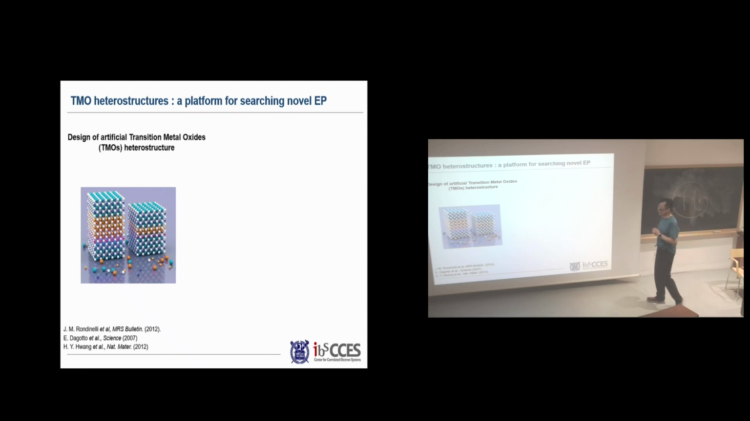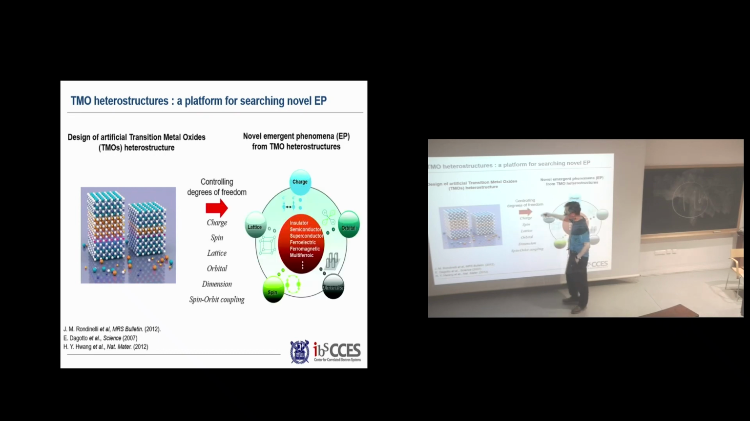And a lot of people in this room are making many different kinds of heterostructures out of the transition metal oxide. By doing that, we can control charge, spin, lattice, orbital, even dimension and spin-orbit coupling. So the interactions between these degrees of freedom will give a lot of new emergent phenomena. And this is one of the ways we are looking for new emergent phenomena in this field.